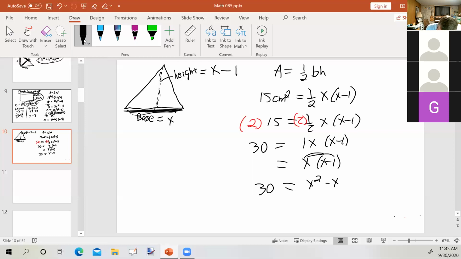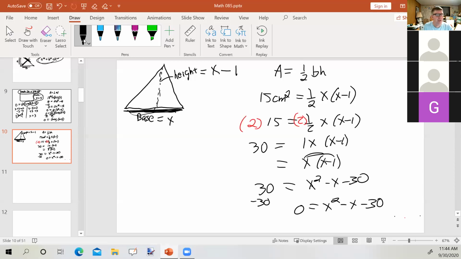So now my equation is with nice whole numbers or integer coefficients. Any questions about what I did there? All right, this is a second degree equation. My leading term is going to be x squared. It's got a positive coefficient on the right, so I'm going to leave it there. And I'm going to move everything over to the right. So I get 0 equals x squared minus x minus 30.